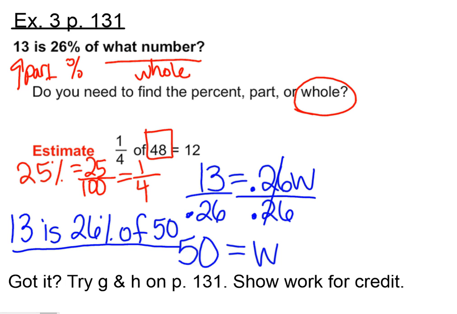So try G and H on page 131. Remember to show work for credit. Pause the video so you can work this out, and then we'll continue on with our last example when you're done.